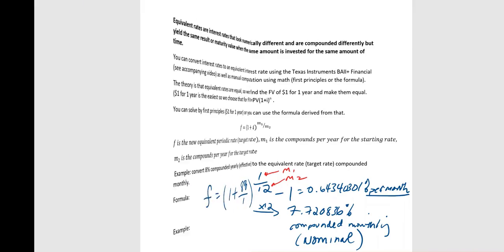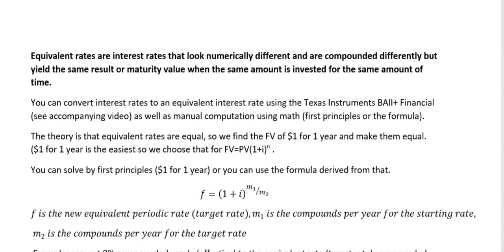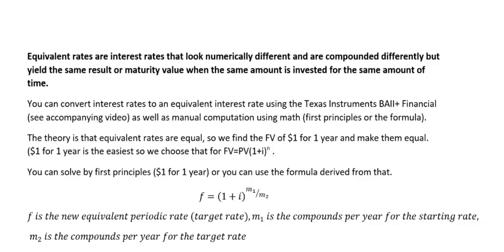Equivalent rates are interest rates that look numerically different and are compounded differently, but yield the same result or maturity value when the same amount is invested for the same amount of time. You can convert interest rates to an equivalent interest rate using the Texas Instruments BAII Plus financial calculator, as well as manual computation using math, either first principles or using the formula.